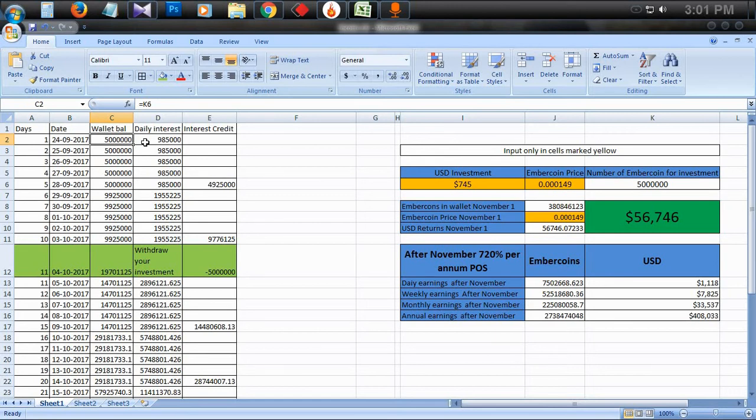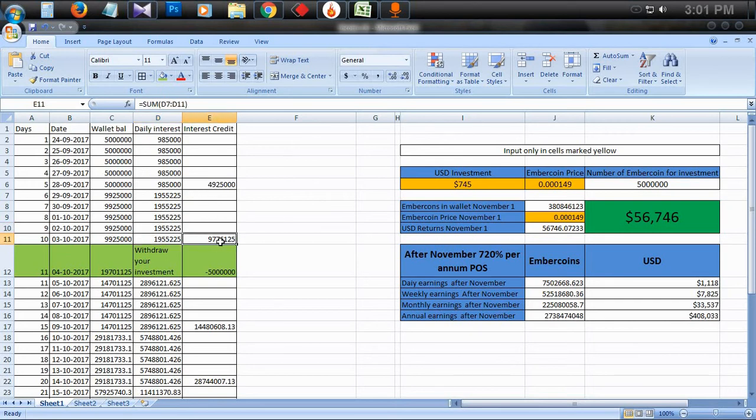Embercoin annual interest is 7,200%, so that comes to 19.7% per day. Based on that calculation, this daily interest will be calculated. On the fifth day, the total amount will be credited to your wallet balance. Then your wallet balance will be almost doubled. Again, from the sixth day, you will be getting an interest calculation on your total wallet balance. So these are the credits, these are the interest calculations.